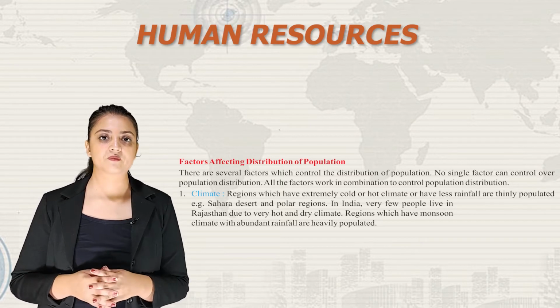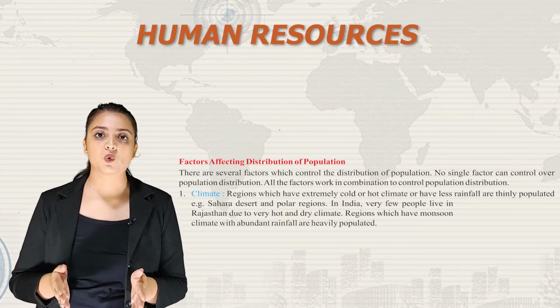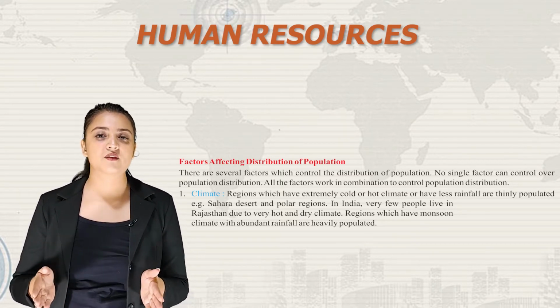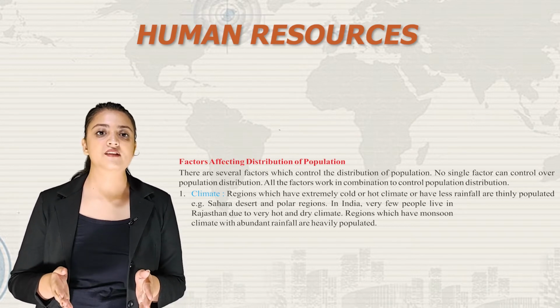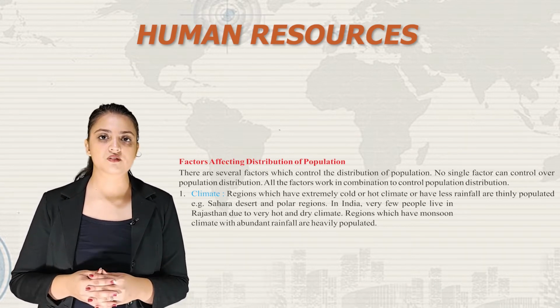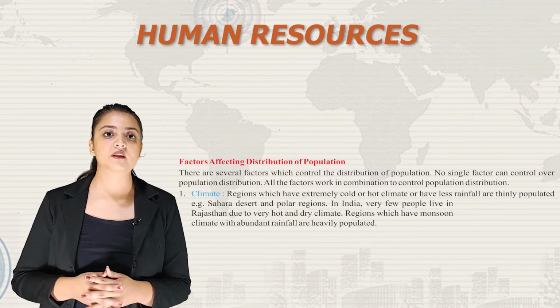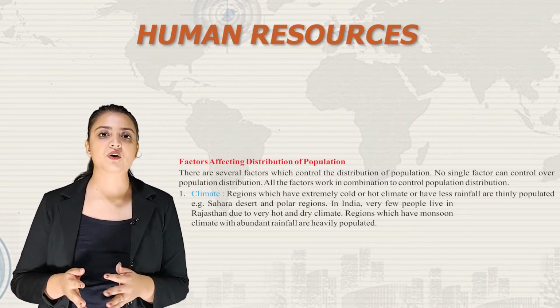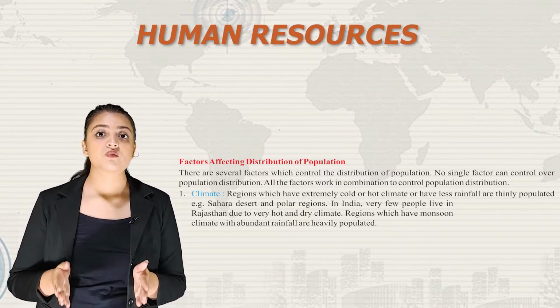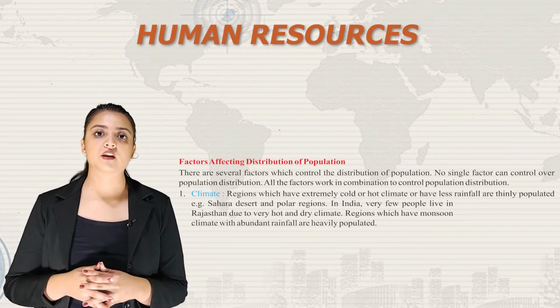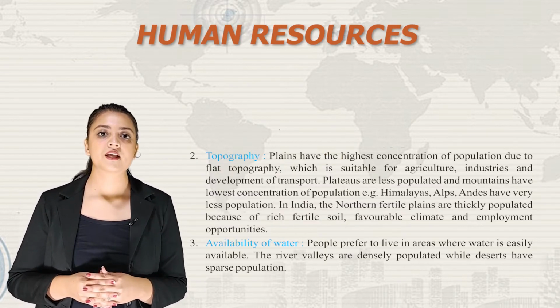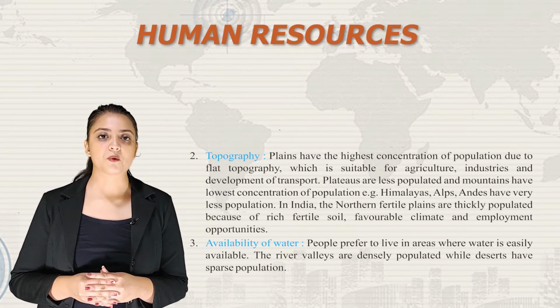First is climate. Regions which have extremely cold or hot climate or have less rainfall are thinly populated. Example, Sahara Desert and polar regions. In India, very few people live in Rajasthan due to very hot and dry climate. Regions which have monsoon climate with abundant rainfall are heavily populated. Second we have is topography.